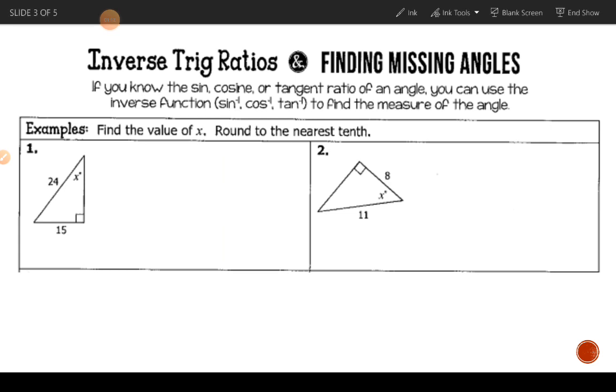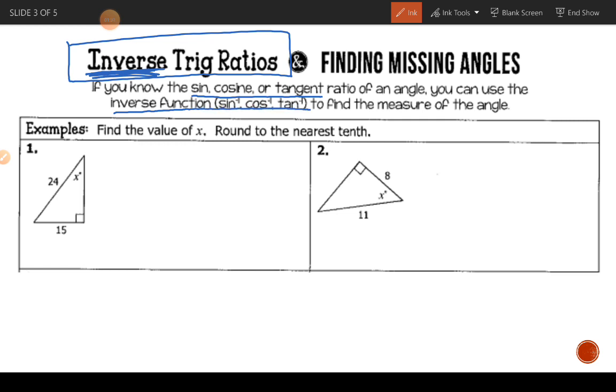Now, in order to find an angle, we're going to use the inverse trig ratios. Remember, inverse means opposite. So we usually use our sine, cosine, and tangent buttons in the calculator, but now we're going to use the inverse function, which is sine, cosine, tangent with that -1 up there in the exponent position. Everything is the same as how we would find our trig ratios.